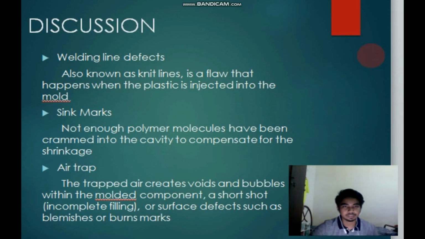My name is Muhammad Khairi bin Shari, and I will present about the discussion for this study. There are several defects found from the simulation. The first one is weld line defect.